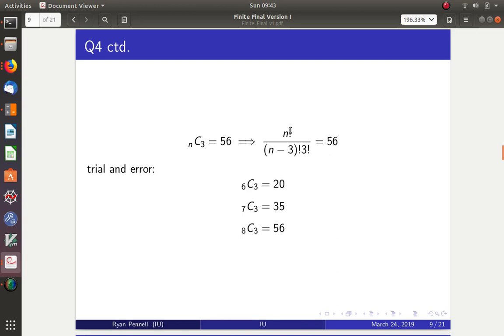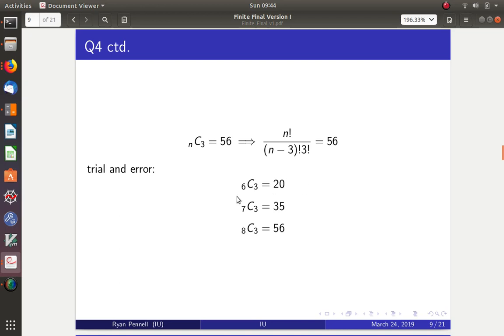And when you're dealing with factorials, it's going to be somewhat difficult to solve algebraically, and it's not really worth it. So honestly, the best way to solve this problem is to just make an educated guess and then go from there. So I'm going to pick 6 choose 3 and just see how it ends up, because I know that this is going to be an integer, so this equals 20. 6 choose 3 is 20.